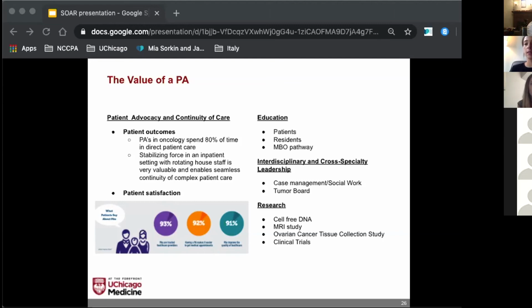This meeting that occurs weekly will include our gynecologic oncologists, medical oncologists, radiation oncologists, chemo nurses, pathologists, and radiologists, all to discuss the most challenging cases in our practice.